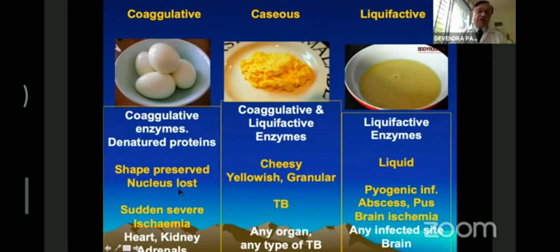What is the cause? Cause is sudden severe ischemia. Ischemia is loss of blood supply. And which are the organs which are normally affected? Heart, kidney, and the adrenals are the organs which are commonly affected.